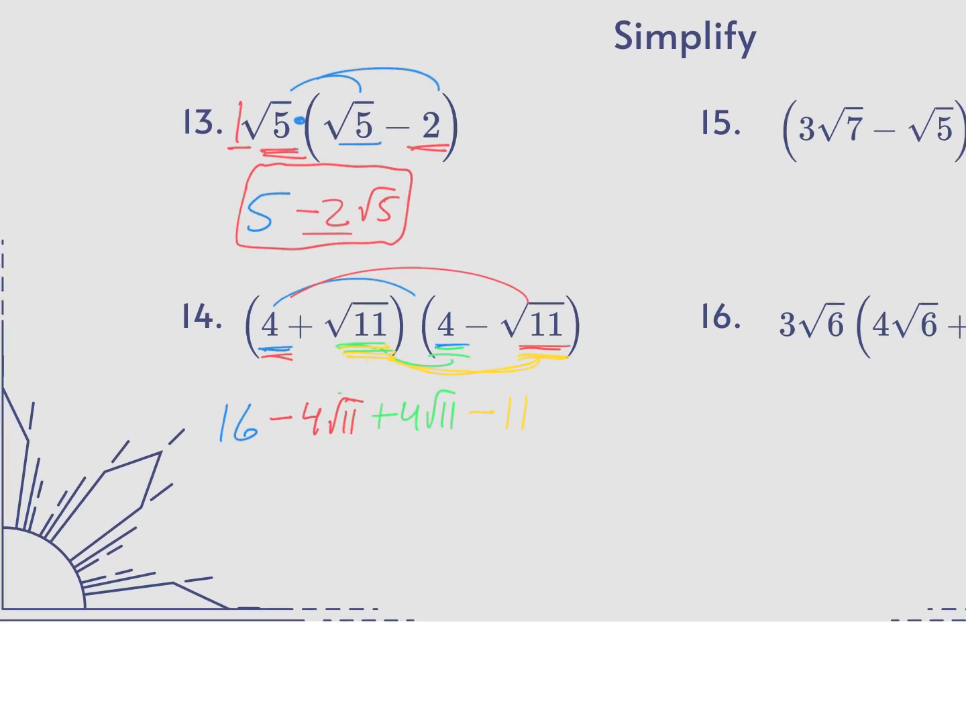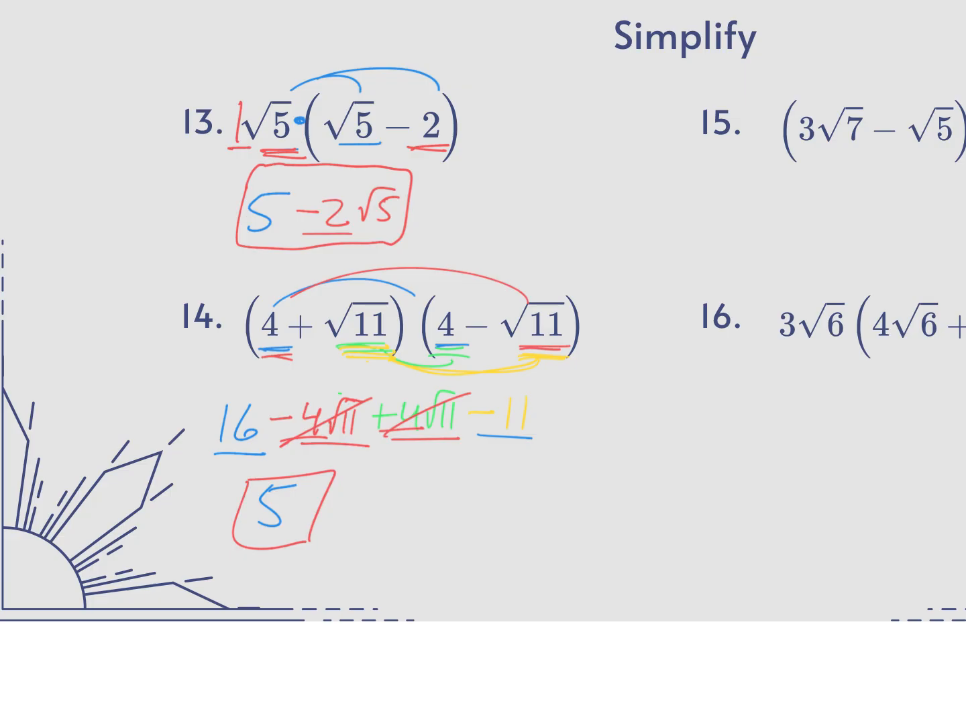And now we want to combine like terms. So it looks like I have a whole number with a whole number, so 6 and negative 11 combine. 6 minus 11 is going to get you 5. And then it looks like I have a square root of 11 and a square root of 11, so I combine the numbers in front. Negative 4 and positive 4 gets you 0. So these cancel out and you just get a whole number 5.